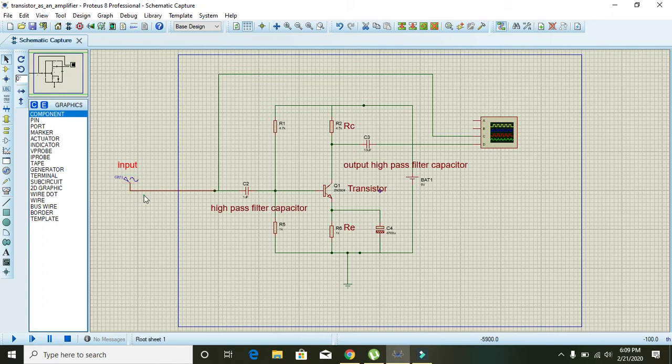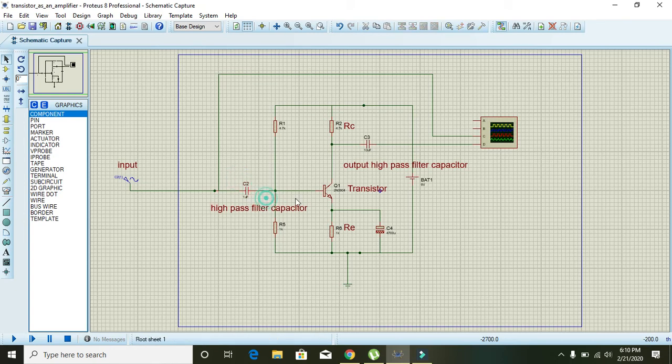After this input signal, we have one capacitor mentioned as C2 whose value is 1 microfarad and which is a non-polar capacitor. Here, as we know that in series, a capacitor acts as a high pass filter. It can block the DC component within the signal or signal with less frequency.